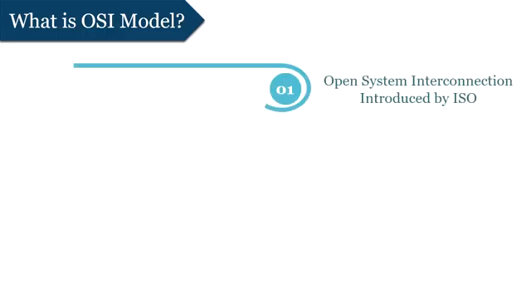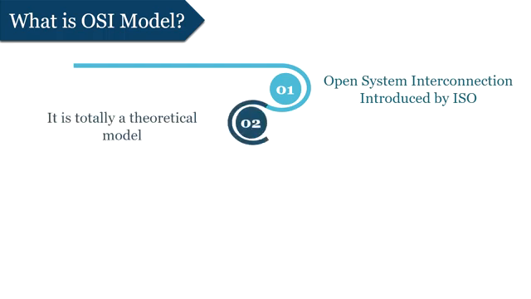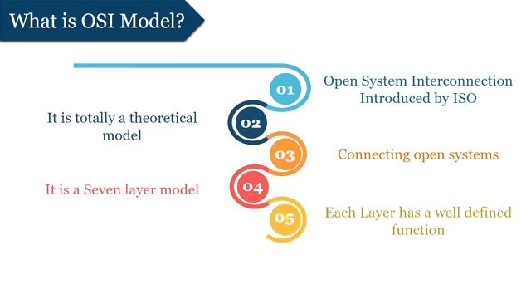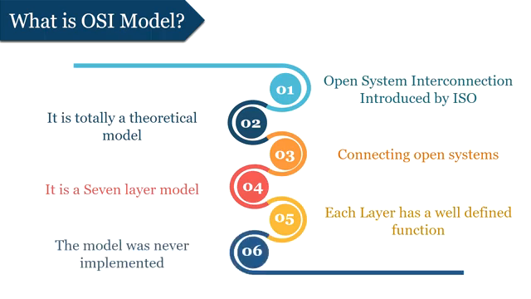OSI stands for Open System Interconnection Model that was introduced by ISO, that is International Standard Organization, in the late 1970s. One of the most important things about this model is that it is totally a theoretical model that facilitates communication between different open systems. However, it is a 7-layer model that includes application layer, presentation layer, session layer, transport layer, network layer, data link layer, and physical layer. And each of the layers has a well-defined function that we'll discuss in the slides ahead. As it is a theoretical model, it was never implemented to establish a network.